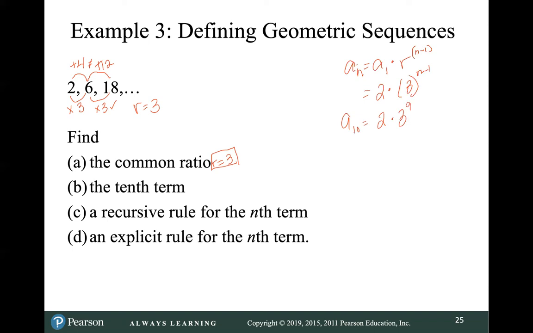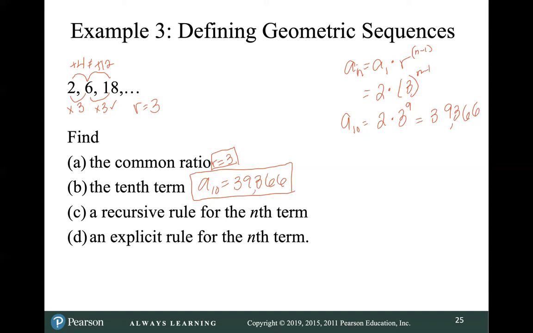Okay, I'm going to go ahead and use my calculator for this. 2 times 3 to the 9th is 39,366. A10 equals 39,366.